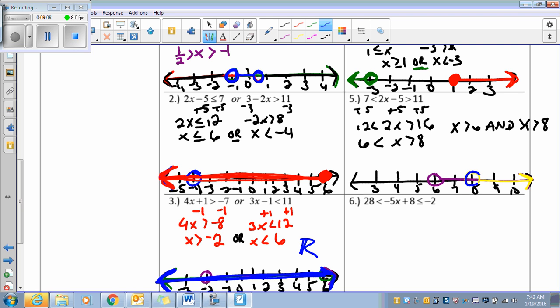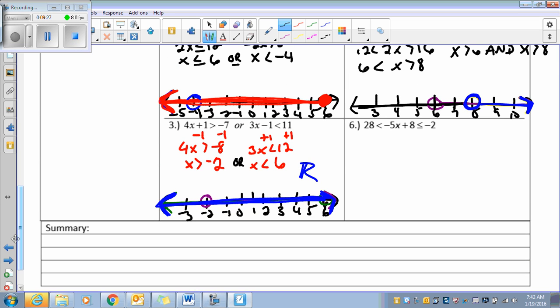So the only part we will graph for this inequality is x is greater than 8, because both the solutions have to satisfy both inequalities. So you would not have any part of that x is greater than 6, that first part, only x is greater than 8 there. Alright, the last one we're going to do is another AND, so we're going to solve from the inside out.